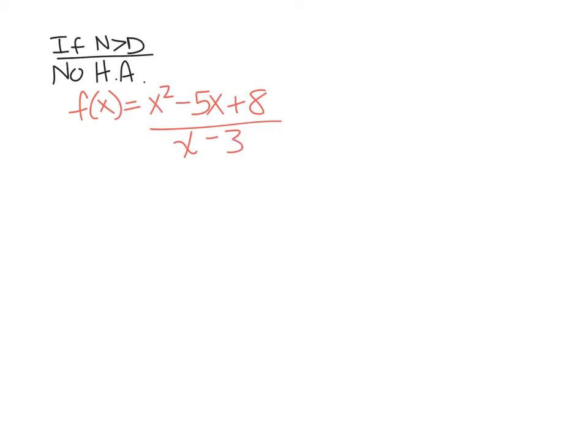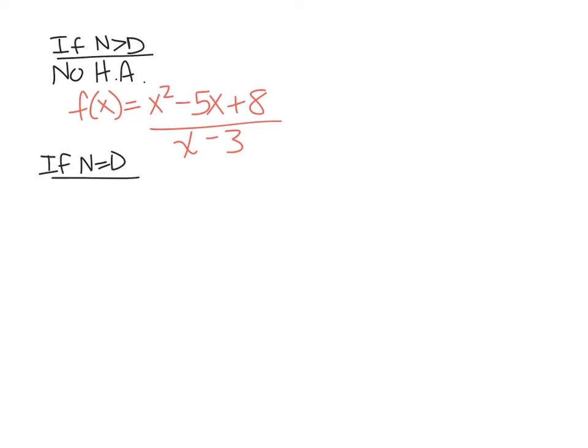So the next thing is if the degree of the numerator is greater than the degree of the denominator. In that case, there's going to be no horizontal asymptote. This one doesn't really come up that often in this class. Oftentimes, these actually will have a slant asymptote, which we're not even going to worry about right now. But if you have something like this, that one will not have a horizontal asymptote.